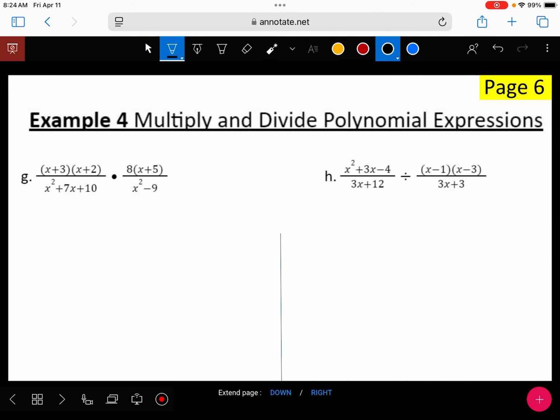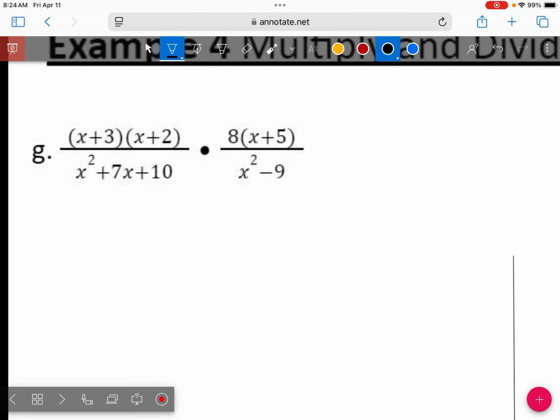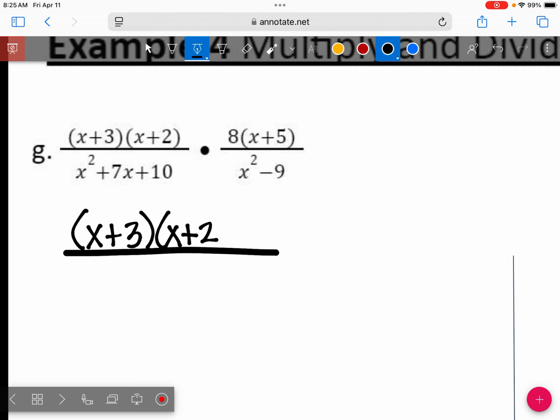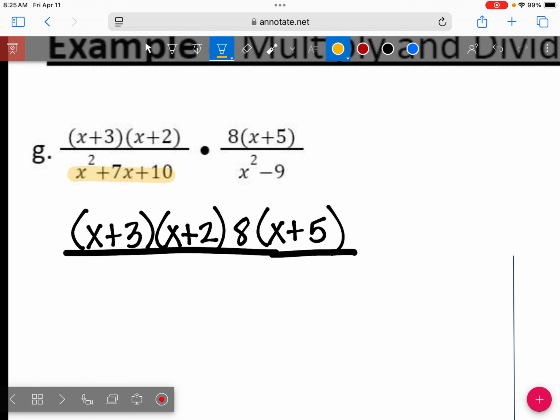All right, last two. Do I need to flip it? Nope. Okay, well, let's make our fraction bar. This is simplified and this is simplified. So I'm just going to bring those down and rewrite them. All right, so then we have this and we have this.